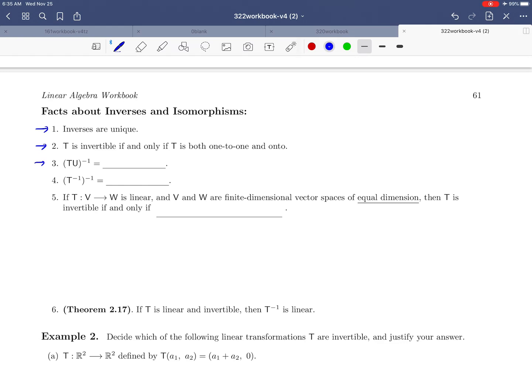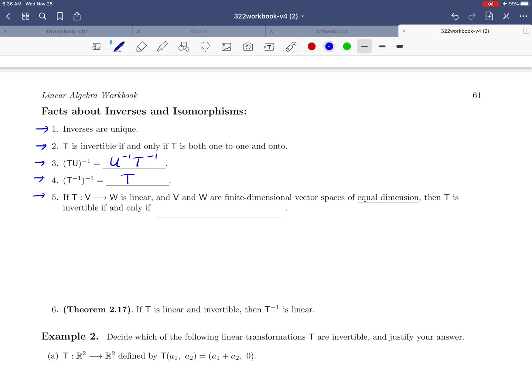Number 3, if you take the inverse of the composition of T and U, you actually get U inverse T inverse. The order kind of switches on us. And what would you guess would happen if you took the inverse of an inverse? So (T inverse) inverse, you're going to get back to just the function T. And maybe one comment, those first 4 facts that we've listed are true about any function, regardless of whether we're talking about linear transformations or not.